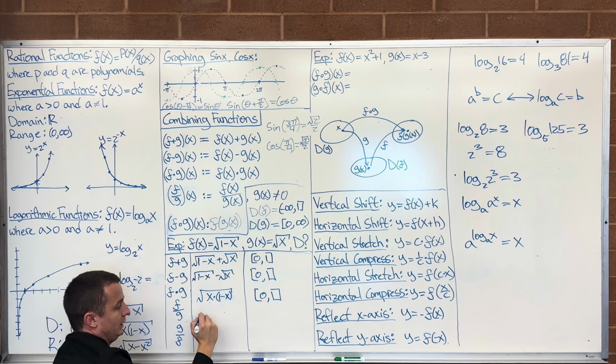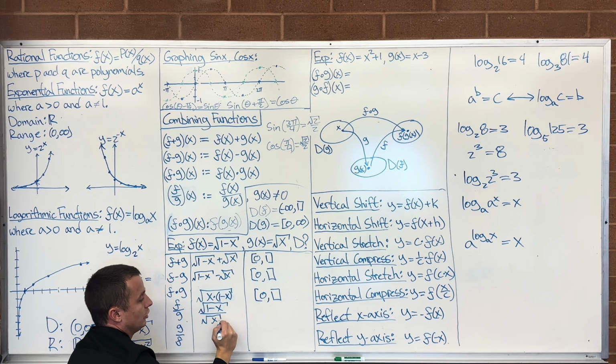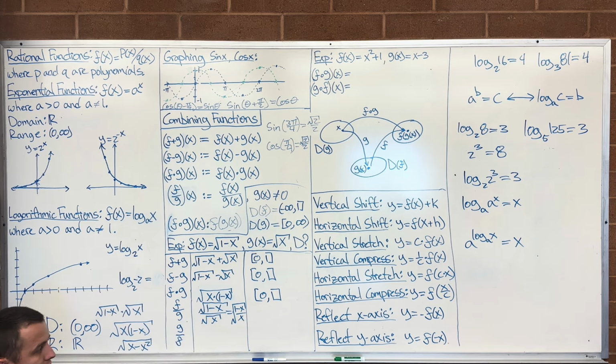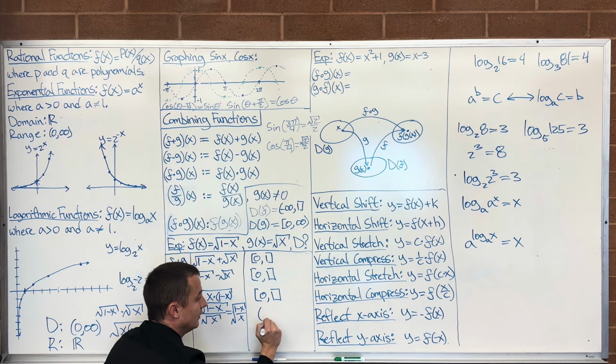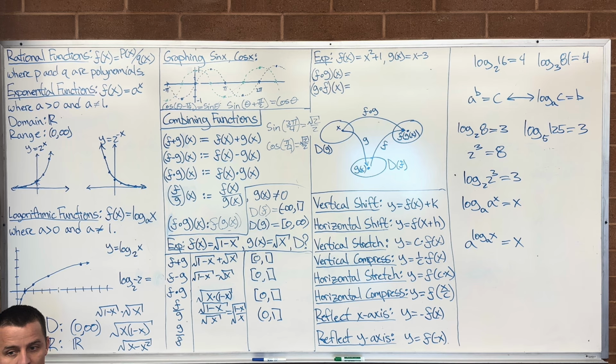Now, let's look at f divided by g. That's going to give me the square root of 1 minus x divided by the square root of x, which you can write all under the radical, and we can just call this the square root of 1 minus x over x. And what's our domain going to be? You can't divide by 0. So it's going to be 0 to 1 including 1, but we can't have 0 in the domain.